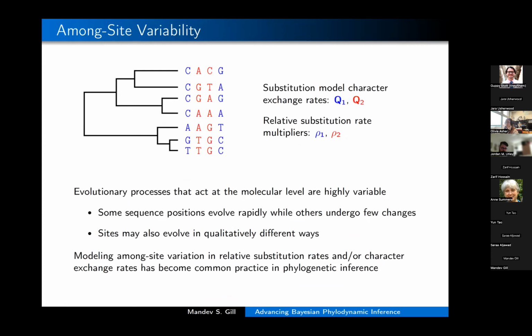However, the evolutionary processes that act at the molecular level are highly variable. For example, it's well established that the evolutionary process can vary among the sites of a multiple sequence alignment, and it's become common to model among site variation in the relative substitution rate as well as in character exchange rates.